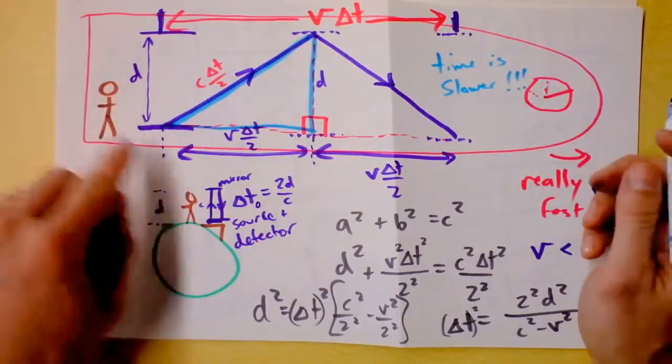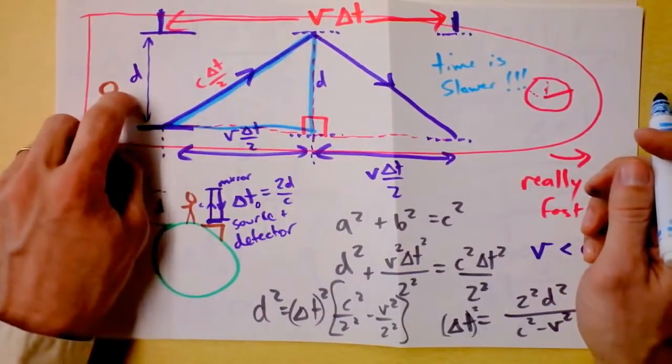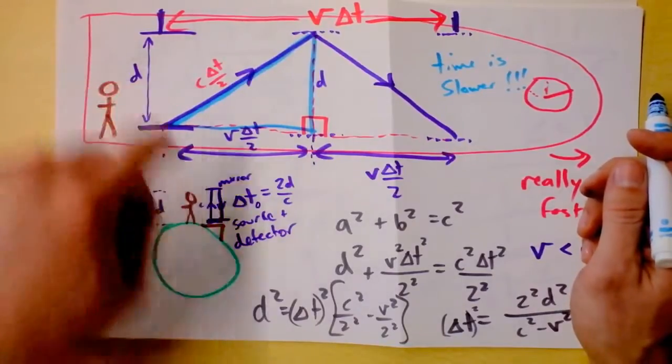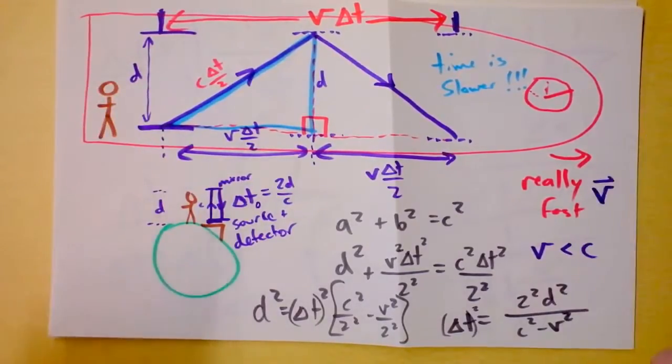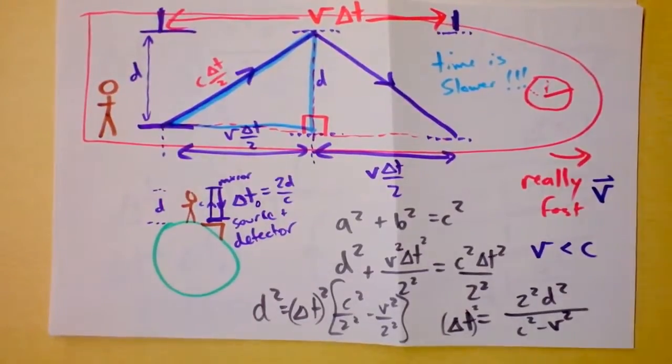So let's summarize. This guy says that guy's time is going more slowly. This guy says that guy's time is going more slowly, and they are both correct. Deal with it. Special relativity, suckers.